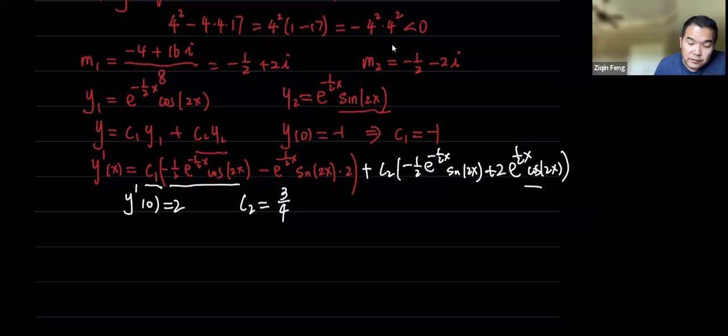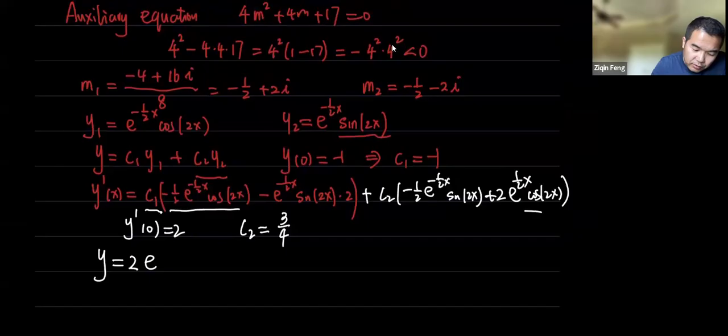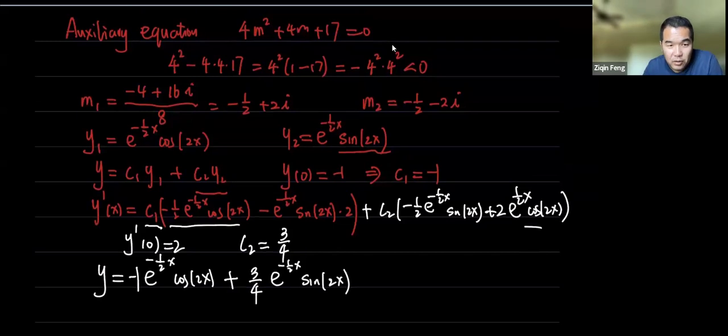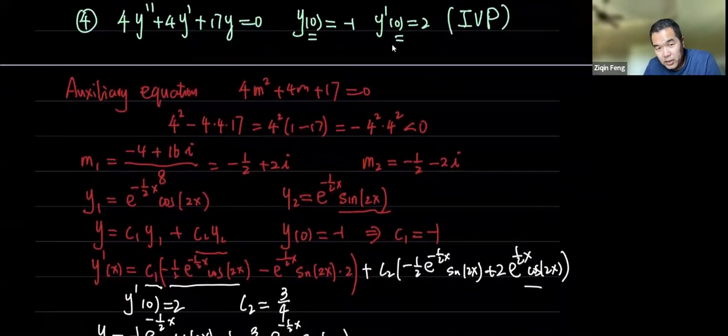So the solution for the initial value problem is given by y equal to 2 times e to 1/2 x cosine of 2x plus 3 over 2. No, that's wrong, right? c1 is negative 1. So this should be negative 1 times e to negative 1/2 x cosine of 2x plus 3 over 4 e to negative 1/2 x sine of 2x. So for this initial value problem, that's the solution we have.